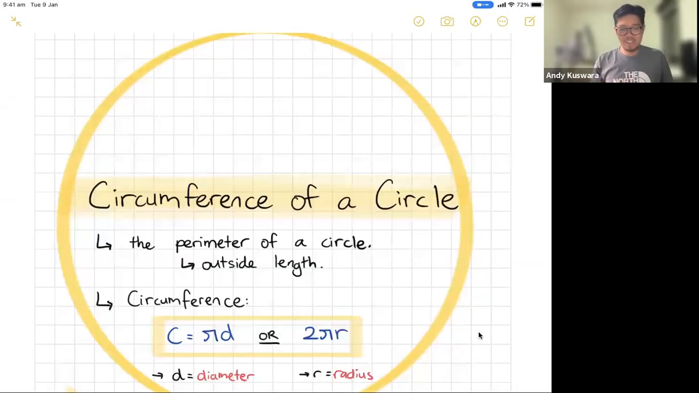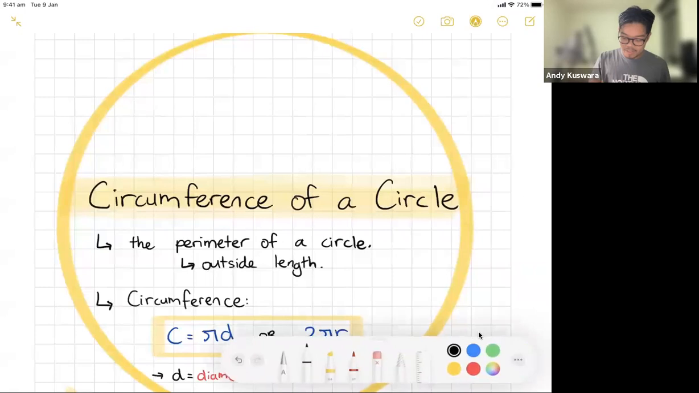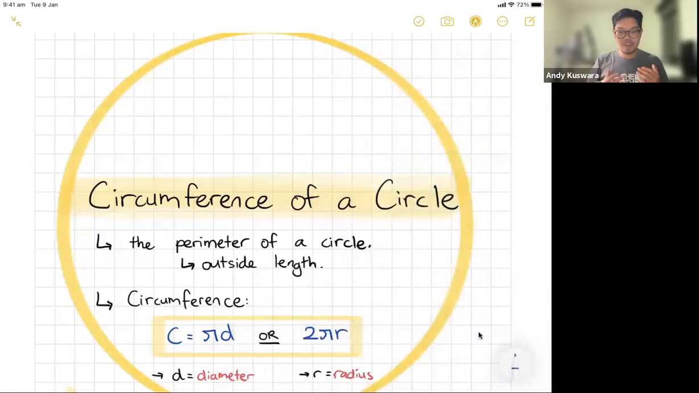You guys probably don't know, but it is a circumference of a circle that I drew just then for this lesson. Cool. So we've got a circumference of a circle. What is it? We're going to dive into that today. So the circumference of a circle is simply the perimeter of a circle. Now we know perimeter is the outside length. Circumference is just the fancy name for the perimeter of a circle.